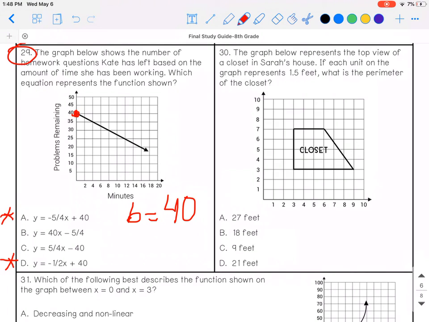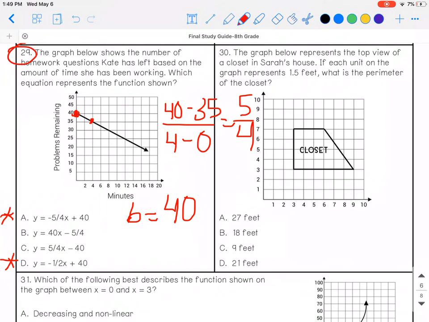Now, I would have to figure out what my slope is. So, I'm going to find my 2 points. So I see we have 0, 40, and then I see we have 4 and 35. So, we're going to figure that out. We're going to have 40 minus 35 on our top, and then we're going to have 4 minus 0. And we're going to get 5/4.